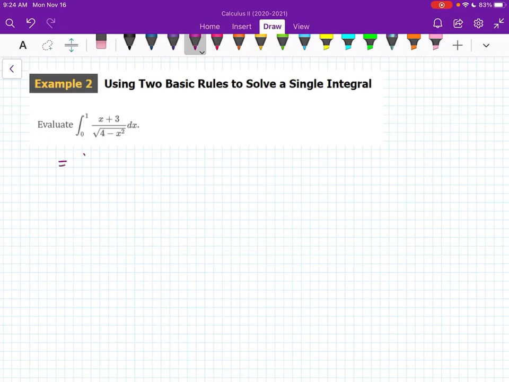So what I'm going to do here is say the integral from 0 to 1 of x over the square root of 4 minus x squared dx, plus the integral from 0 to 1 of 3 over the square root of 4 minus x squared dx.